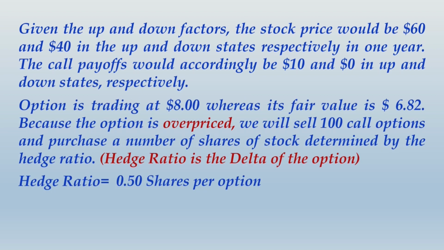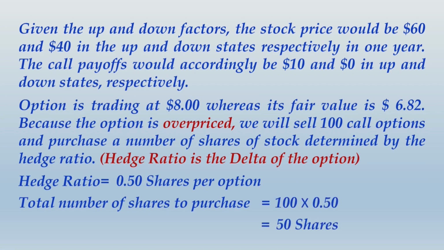Option is trading at $8, whereas its fair value is $6.82. Because the option is overpriced, we will sell 100 call options. Why 100? Because the lot size is 100, given in the example, and purchase a number of shares of stock determined by the hedge ratio. Hedge ratio is nothing but the delta of the option. So hedge ratio is 0.5 shares per option, and the total number of shares to purchase will be 100 into 0.5, that gives you 50 shares. So please write up this much and then I take you ahead.